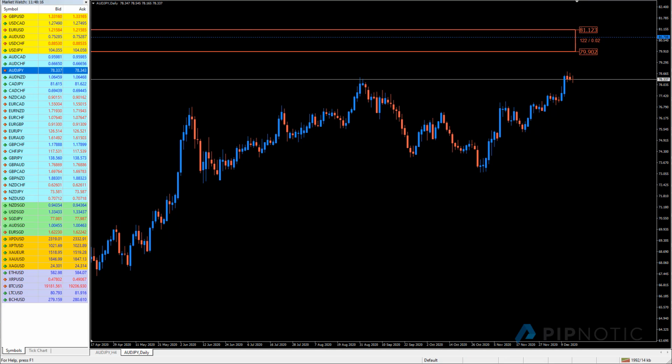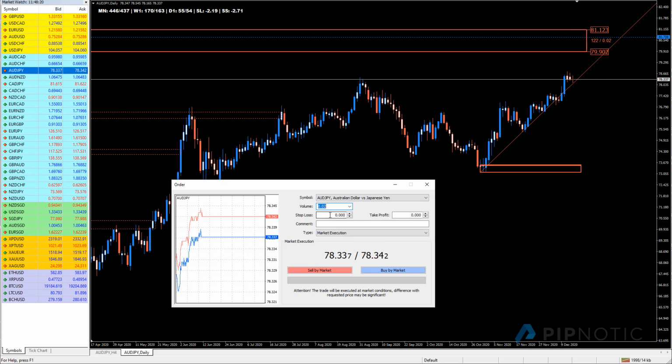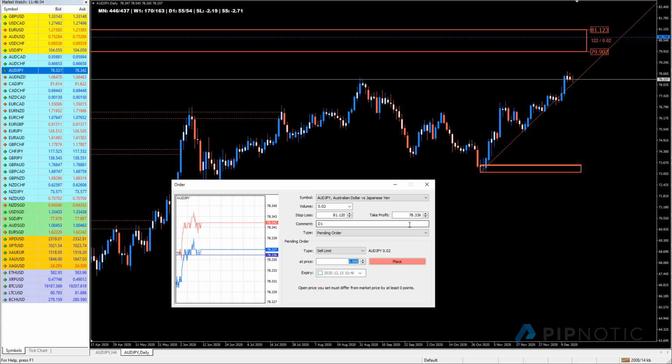Close to the big figure, which I really like. I find that putting your entries close to the big figure increases the likelihood of there being a reaction. So the stop loss is at 81.12. Your target, we don't know just yet. This is a daily area, D1. And we're going to sell. This is 79.90.